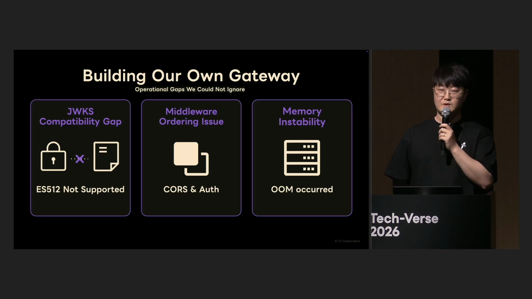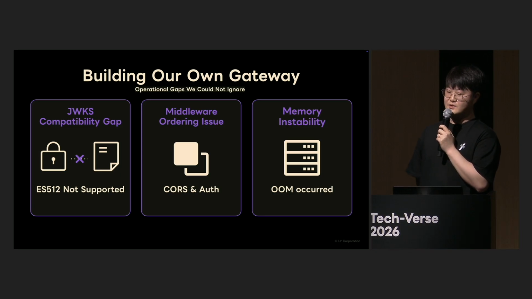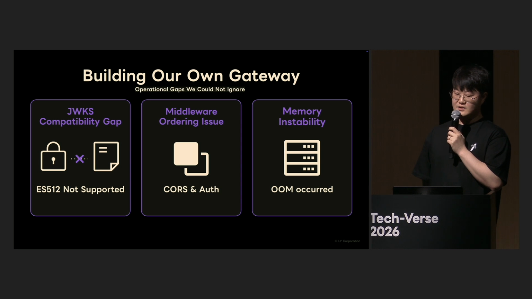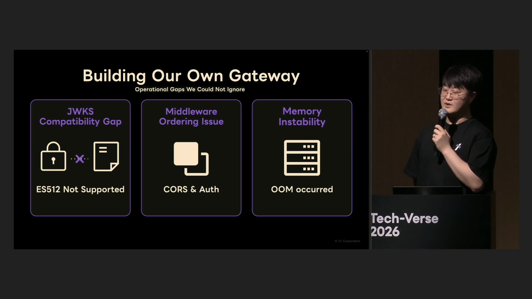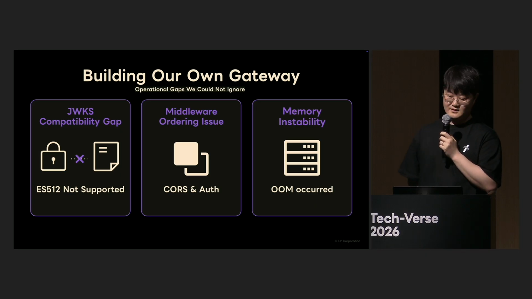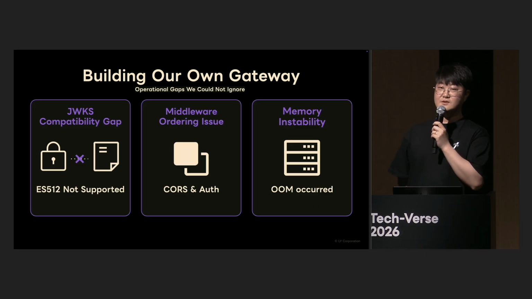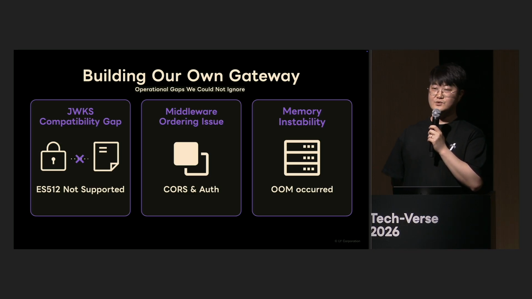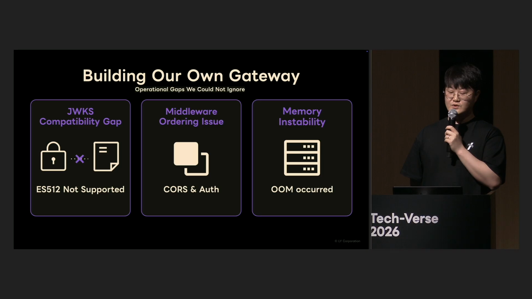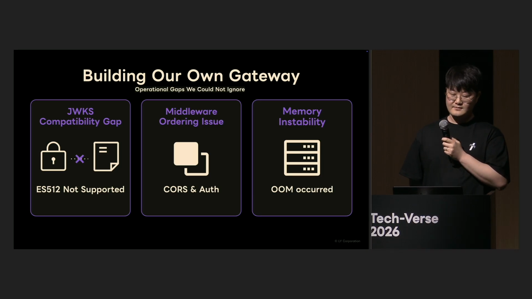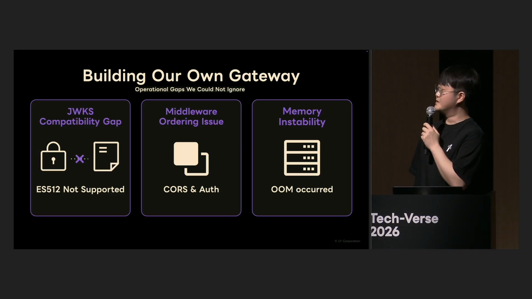The second issue was the execution order between CORS and the authentication middleware. If the authentication middleware operates before CORS and authentication is enabled, the browser's pre-flight request was rejected before receiving the CORS header, so it did not function correctly. The third issue was memory stability. During the process of handling MCP server traffic, the gateway frequently encountered OOM errors. This made it difficult to predict the operational stability of the MCP server.